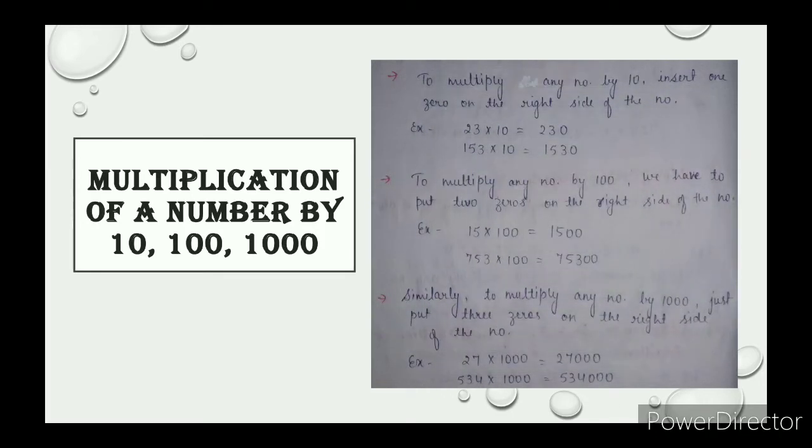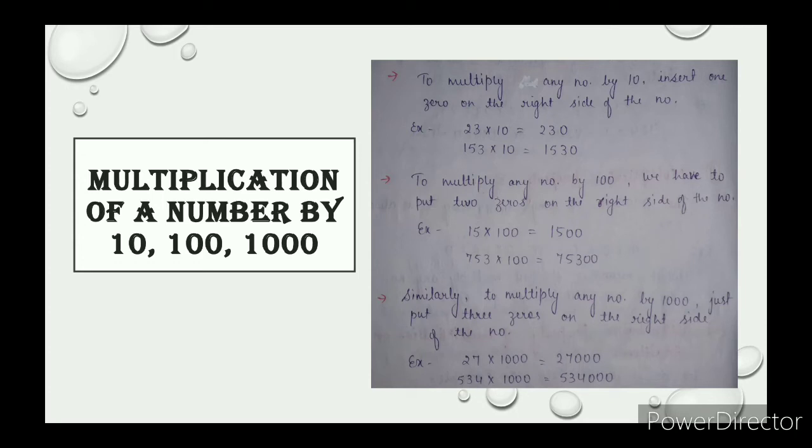Now let's talk about multiplication of the number by 10, 100 and 1000. So first, to multiply any number by 10, insert 1 zero on the right side of the number. For example, if we multiply 23 into 10, you have to just put 1 zero after 23, which is 230. And if you multiply 153 into 10, you will get 1530.